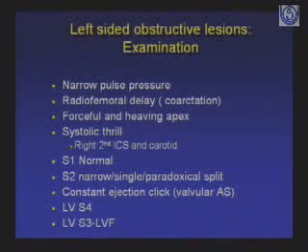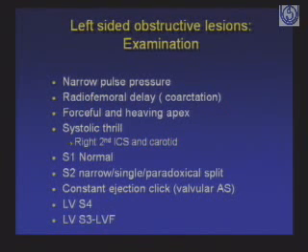Examination shows, as there is stenosis of the outflow tract, a narrow pulse pressure; with coarctation, radiofemoral delay or even absent femorals. There is a forceful and heaving cardiac apex, because left ventricular hypertrophy is caused by the increased afterload for that ventricle. There is a systolic thrill in aortic stenosis at the right second intercostal space and in the carotids. The systolic thrill usually does not correlate with the severity of stenosis. Even with mild stenosis we get a systolic thrill in the carotids.